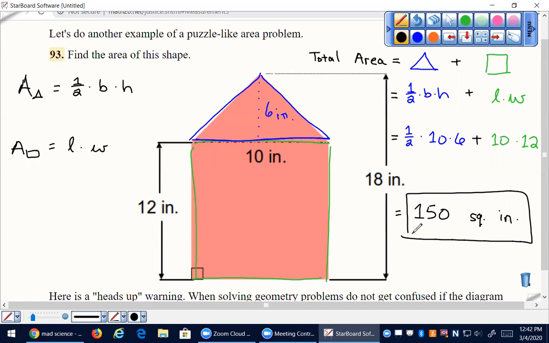Sometimes this is a little tricky. Like, what was the height of the triangle? I had to go 18 minus 12 to see that there's 6 left to get from here to here. Once I've plugged things in, my work is done. The calculator does all the rest and you get an answer. Remember to label the answer because it's a word problem.